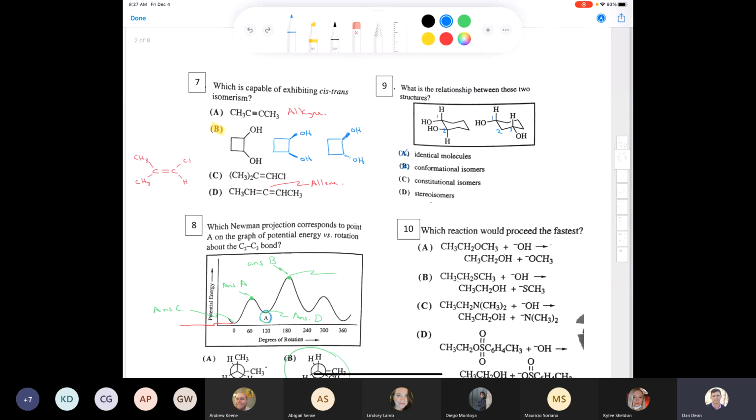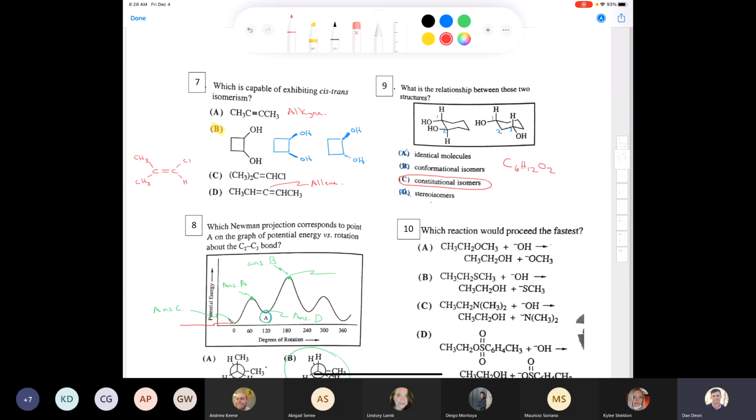Now the next one says stereoisomers. Stereoisomers also have to have the same connectivity. They just have different arrangement of their atoms in space. So these molecules are connected completely differently, but they both have the same molecular formula, right? They're both C6H12O2. And so they have the same constitution, even though they have different connectivity. And so they are constitutional isomers, those two molecules.